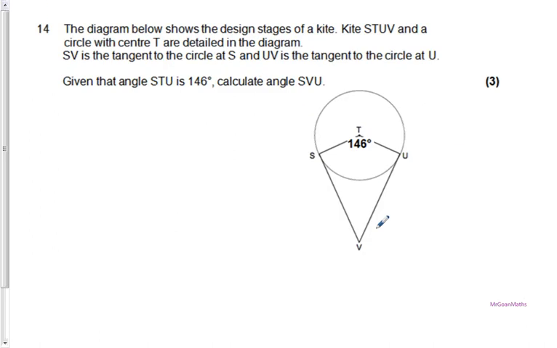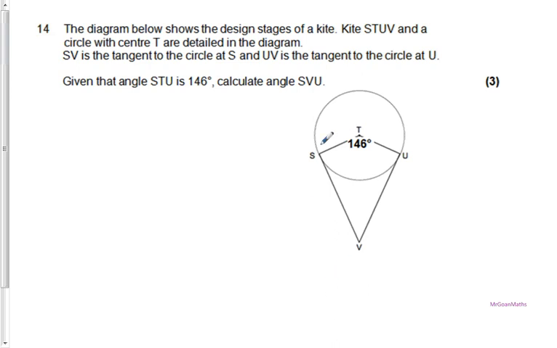Moving on to the next question. Question 14. The diagram below shows the design stages of a kite. Kite STUV and a circle with center T are detailed in the diagram. SV is tangent to the circle at S, and UV is tangent to the circle at U. Given that the angle STU is 146 degrees, calculate the angle of SVU.